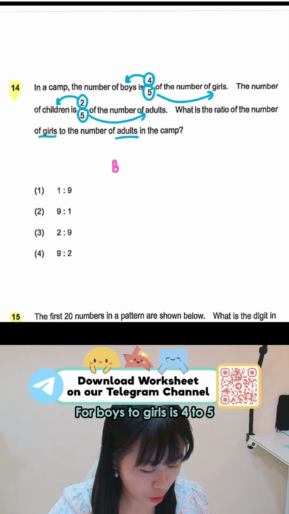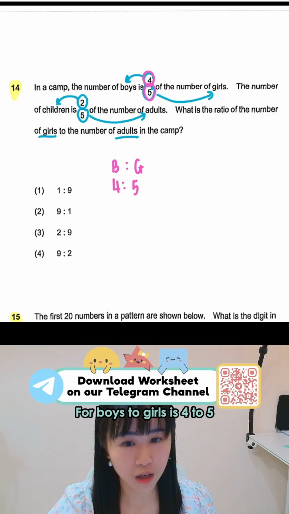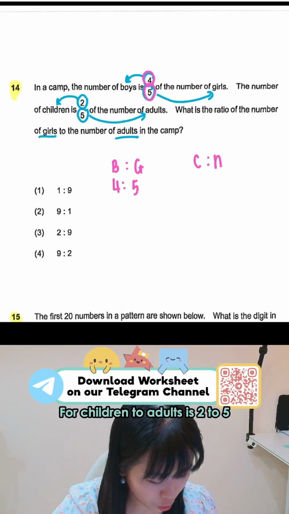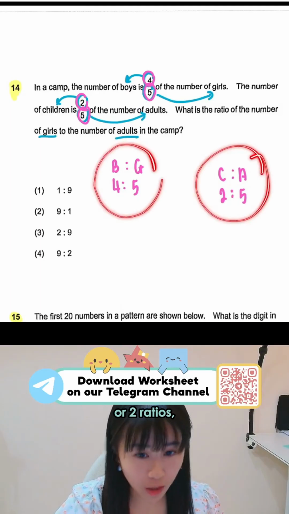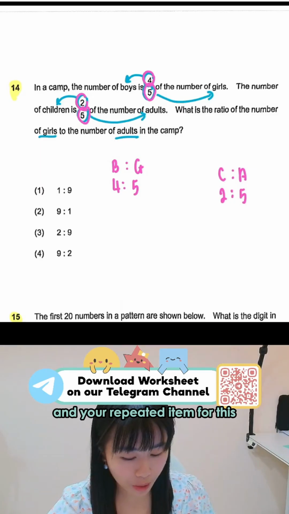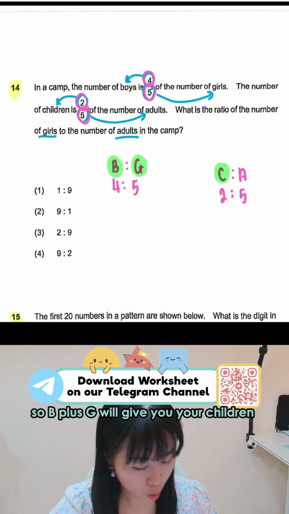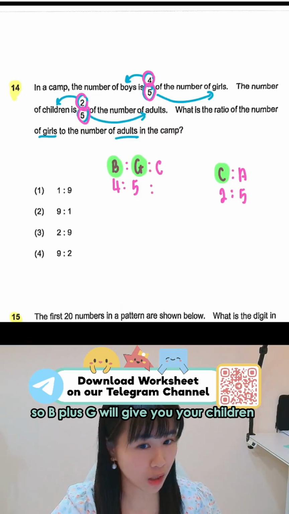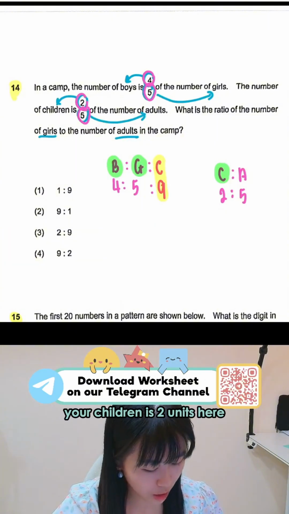So for boys to girls, it is 4 to 5. For children to adults, it is 2 to 5. Now, whenever you have 2 fractions or 2 ratios, you need to find your repeated item. Your repeated item here is your children. Boys plus girls give you your children. So B plus G will give you your children. 4 plus 5 is 9. So your children is 9 units here, your children is 2 units here.